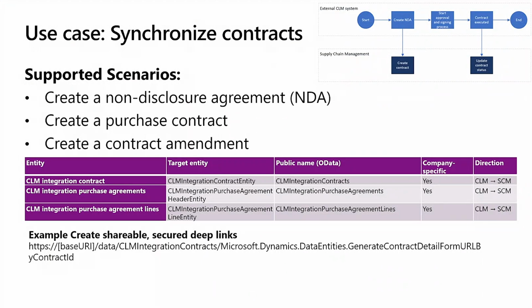Finally, we need to synchronize contract out of the box. We support three scenarios: creating a non-disclosure agreement, NDA, creating a purchase contract, creating a contract amendment. To support these scenarios, we provide three APIs: CLM integration contract, allowing manipulation of contract in Microsoft Dynamics 365, CLM integration purchase agreement, allowing manipulation of purchase agreement, and CLM integration purchase agreement lines, allowing manipulation of purchase agreement lines. Additionally, we provide entity to your contract in Microsoft Dynamics for your CLM system.